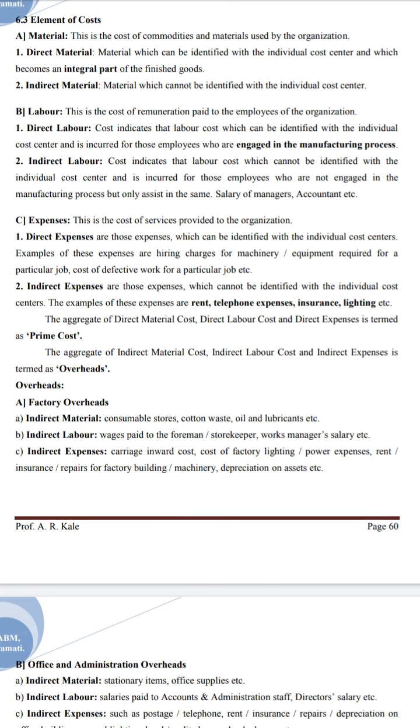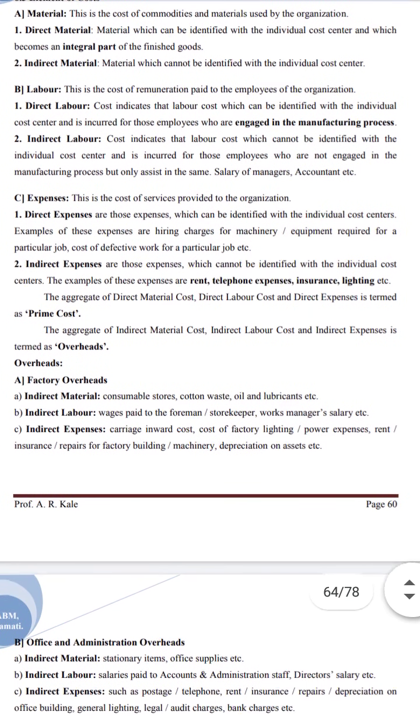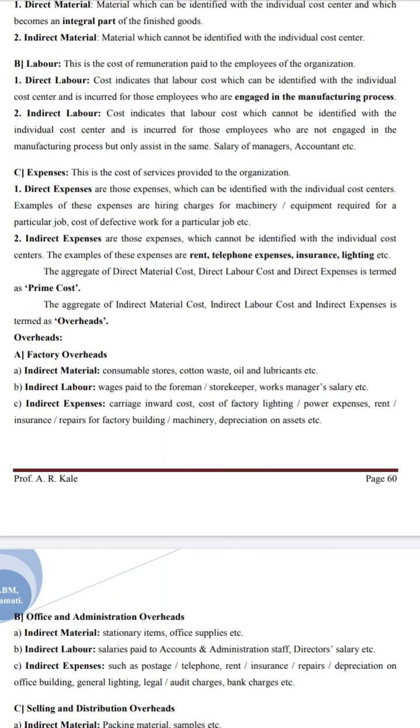Expenses: direct expenses and indirect expenses. Same as above, the expenses actually occurring in the production process are direct expenses. Indirect expenses are whatever expenses happen in the organization other than the production process, such as rent, telephone expenses, insurance, lighting. All are indirect expenses. The aggregate of direct material cost, direct labor cost and direct expenses is termed prime cost. And the aggregate of indirect material cost, indirect labor cost and indirect expenses is called overhead.